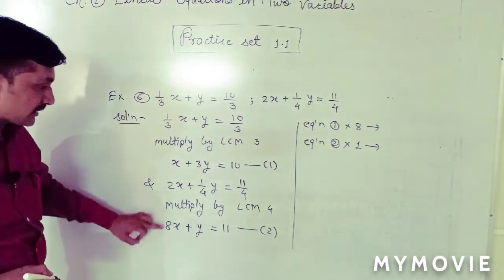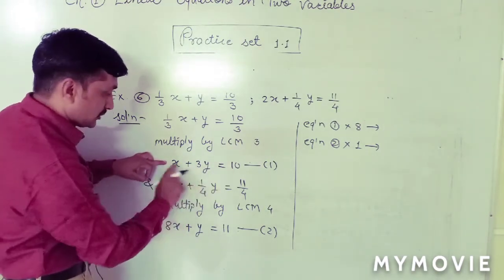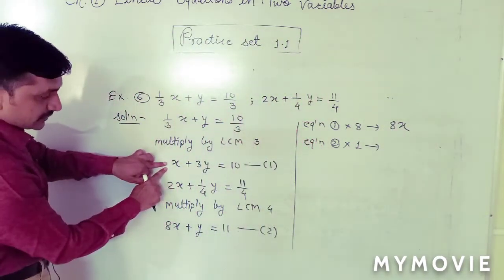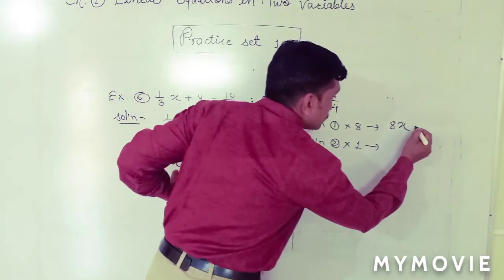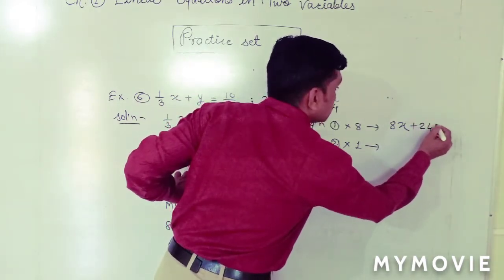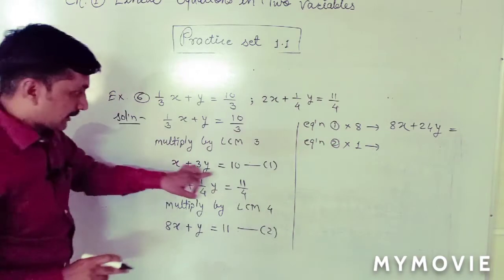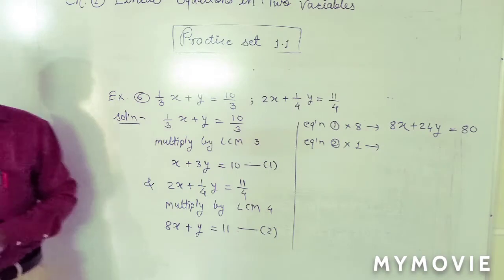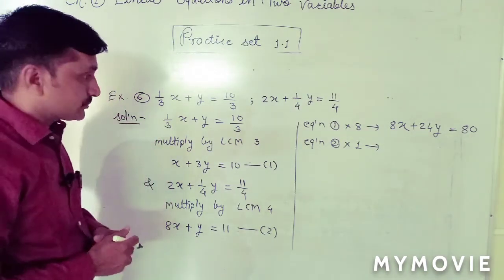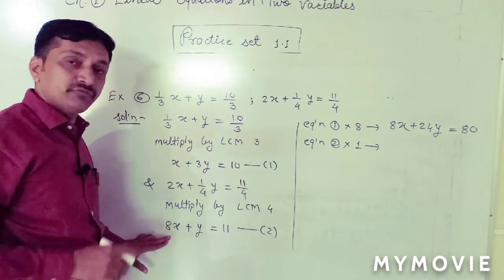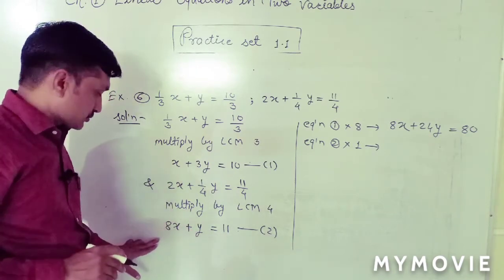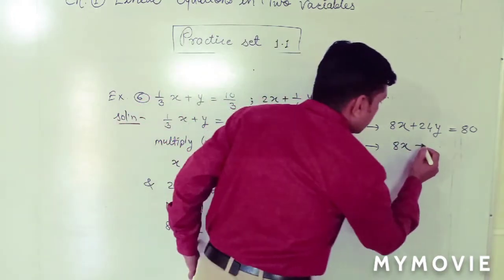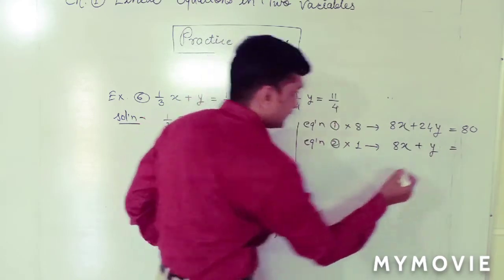Equation 1 is this, multiply by 8 here, here and here. 8 ones are 8x, here we are multiplying, 8 threes are 24y, is equal to 10, 8s are 80. We multiplied by 8. Equation 2 multiplied by 1. When we multiply by 1, no need to make any change, as it is 8x plus y is equal to 11.